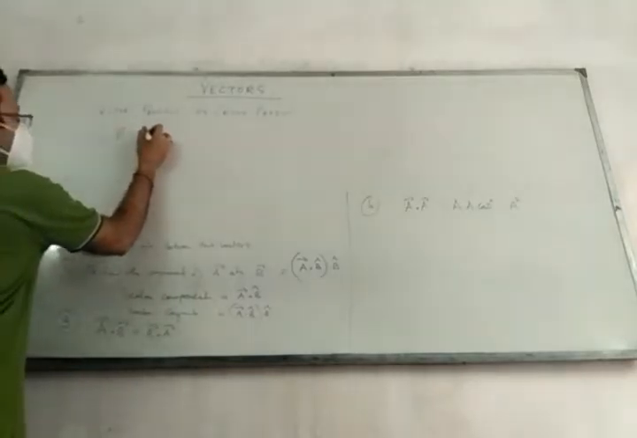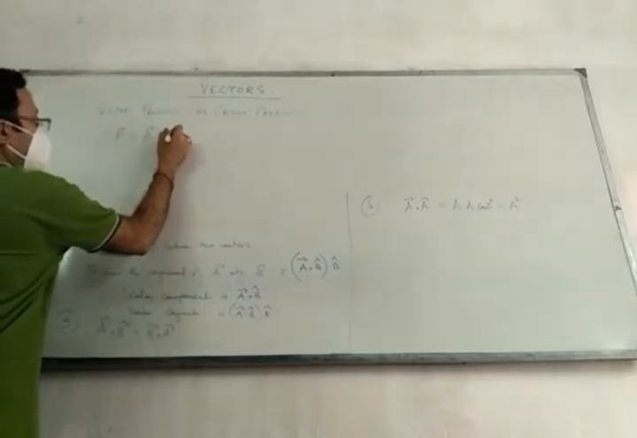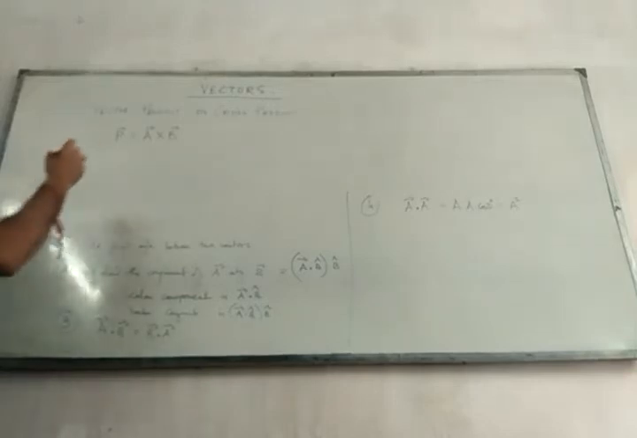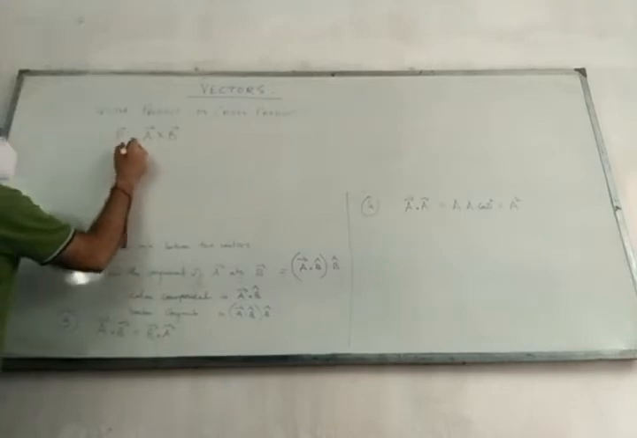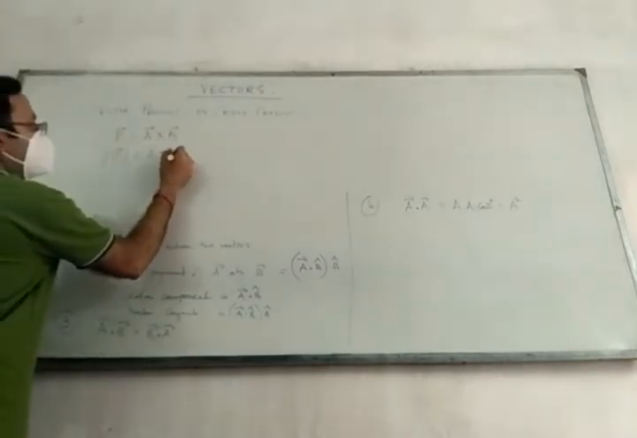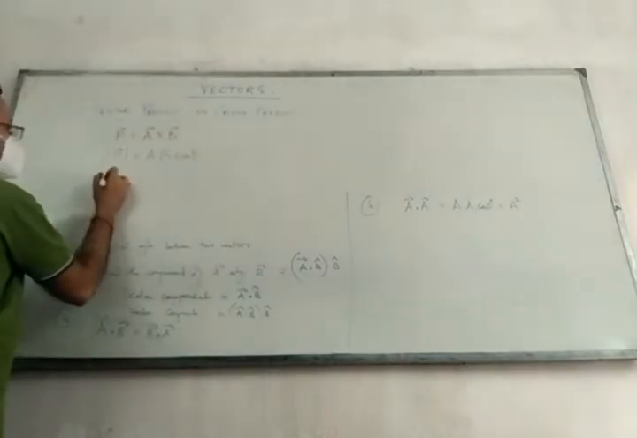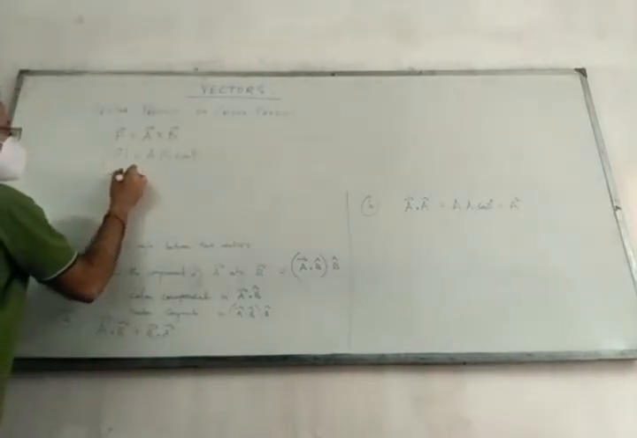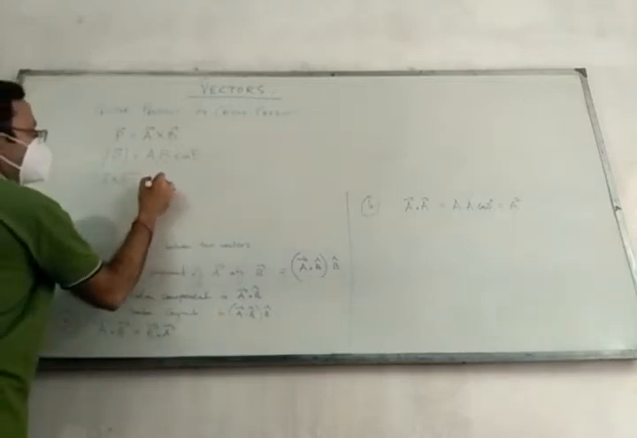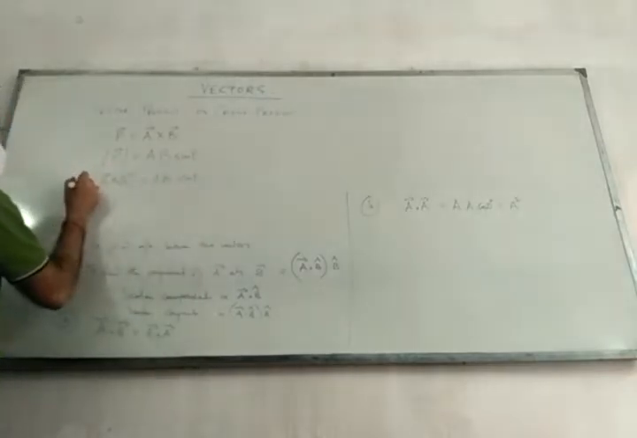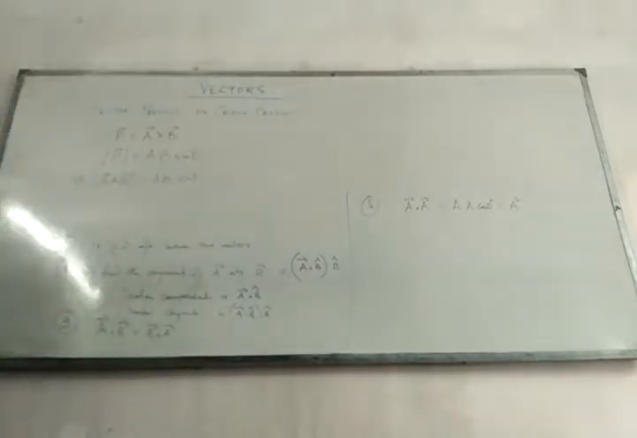Here P is given by A cross B. You got the difference? Out here I am representing P with an arrow, which means P is a vector quantity. And what is the magnitude of this P? The rule is AB sin theta. In the dot product it is AB cos theta, and in the cross product it is AB sin theta. So the magnitude of A cross B is AB sin theta.